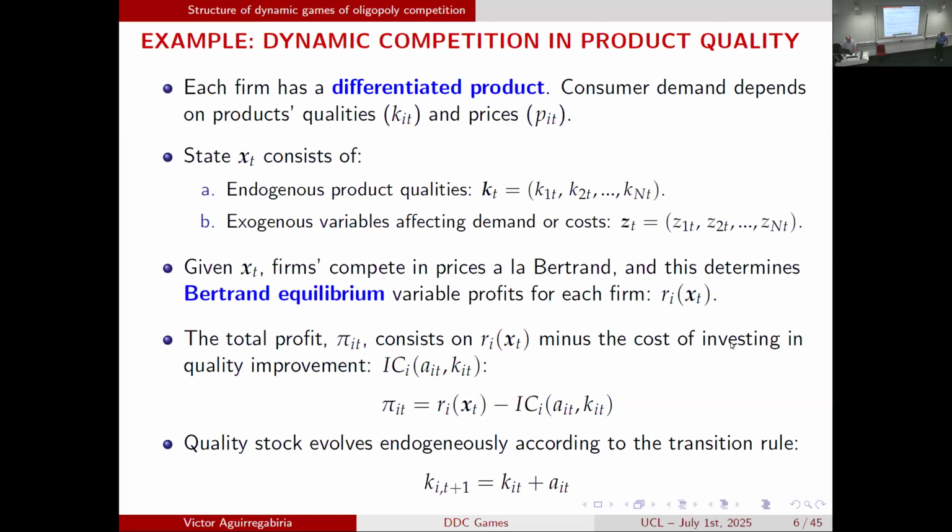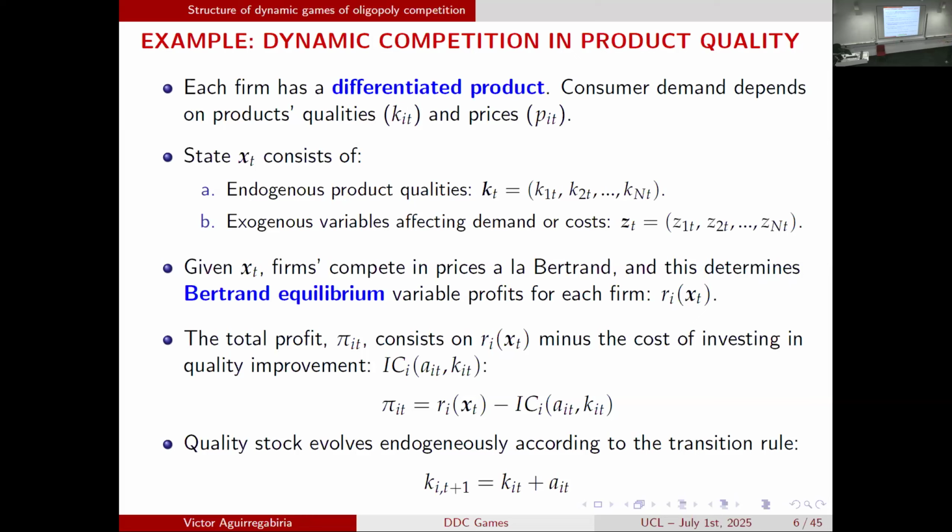depends on the quality chosen by the firm at period T, but it may depend also on what is the quality that the product has at the beginning of the period, okay? For instance, because there is a convex cost of investment that depends on the difference between A and K, okay? You can think that the cost of increasing the quality of the product increases more than proportionally with the difference between the new quality and the old quality of the product.